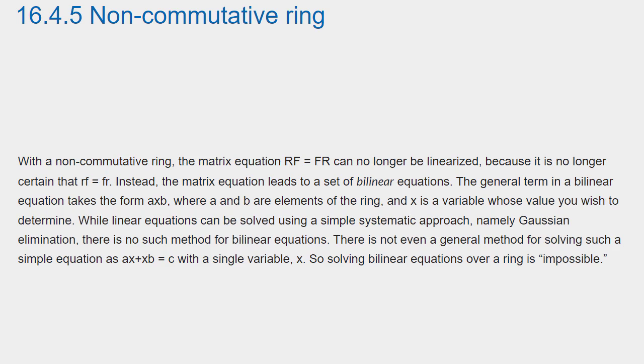While linear equations can be solved using a simple systematic approach, namely Gaussian elimination, there is no such method for bilinear equations. There is not even a general method for solving such a simple equation as AX plus XB equals C with a single variable X, so solving bilinear equations over a ring is impossible.